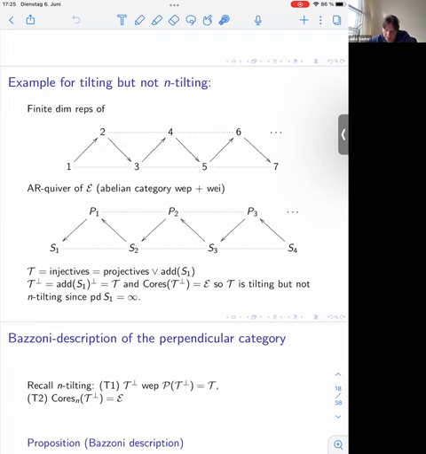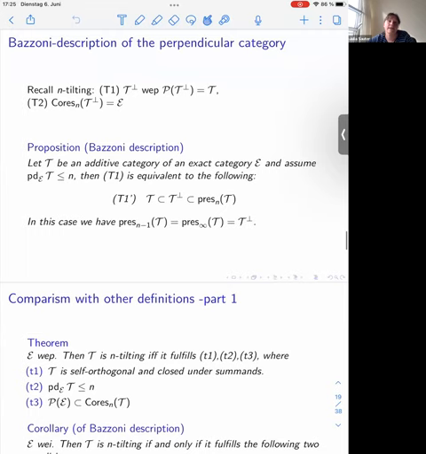Then let's look at other descriptions. The Bazzoni description is an easy way of describing and checking tilting in explicit situations. If you have an additive category, if you have T in E and assume projective dimension smaller or equal n, then T is tilting if and only if you need self-orthogonal, this is this inclusion, and the perpendicular is contained in Presn(T). And when you have this inclusion, then you get equality even on the level of Pres^(n-1), to all the higher Pres, even to Pres^infinity equal to T perp.